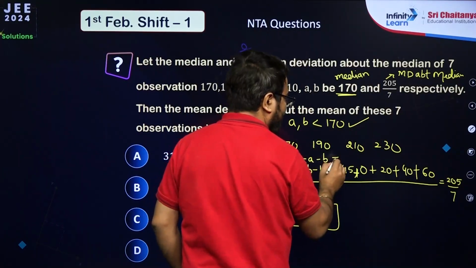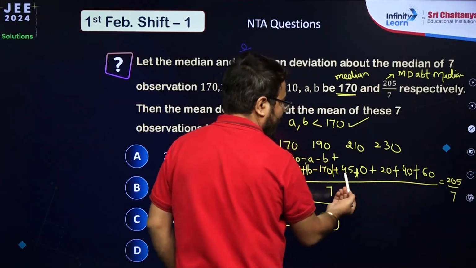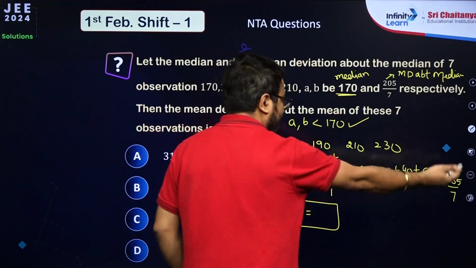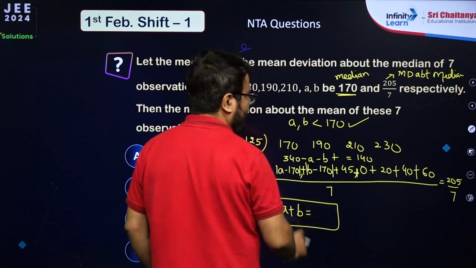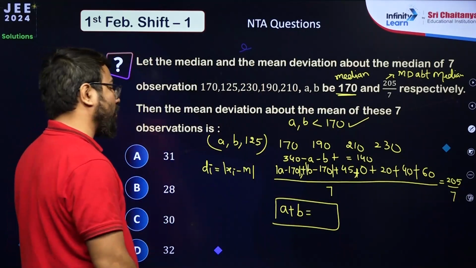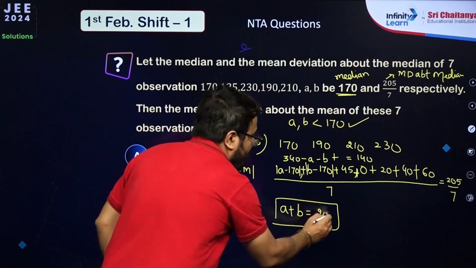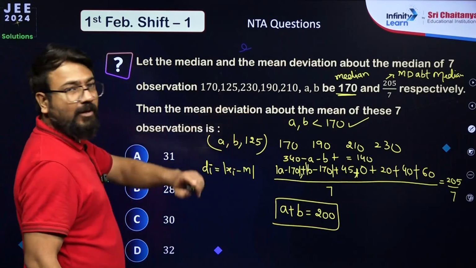So the addition of remaining quantities, 60 and 40, it becomes 100, 120, then it becomes 165. If I take this 165 to the right hand side, so I will be able to get 140 over there. If I want to have this value A plus B, so A plus B value will be equal to 200. I hope you understood this. Now after getting this value, they're asking the mean deviation about the mean.